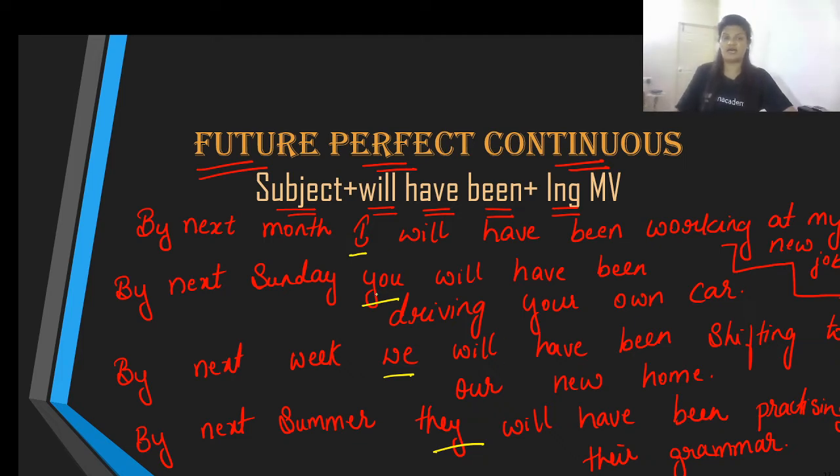So here the subjects are I, you, we, and they. With the subjects I, you, we, and they, we use will have been. By next month, I will have been working at my new job. If you analyze the statement, this is present, and I'm telling you that by next month, what I will actually be doing. Therefore, I will have been working at my new job.